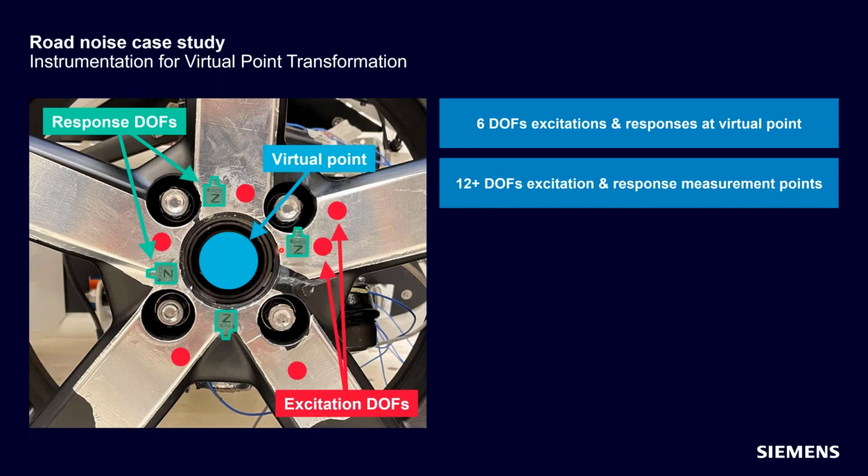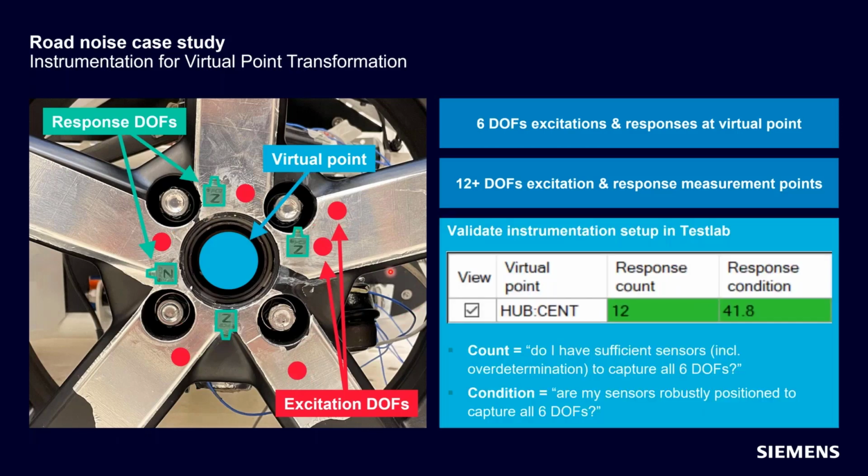So these 4 triaxial accelerometers that you see here, and then also for the excitations, I will come back to those later on. It's very important with VPT that you validate your work as you go, because there is a risk with VPT that you apply some wrong calculation basically. But luckily TestLab will support you in this.